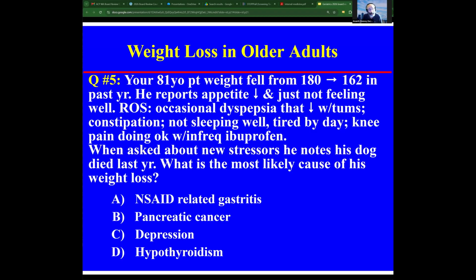They do endorse not sleeping well and feeling tired during the daytime. They also have some osteoarthritis in their knees, and they infrequently take ibuprofen. When asked about new stressors, he notes his dog died in the last year. What is the most likely cause of his weight loss? Is it non-steroidal induced gastritis? Is it pancreatic cancer? Is it depression or hypothyroidism?